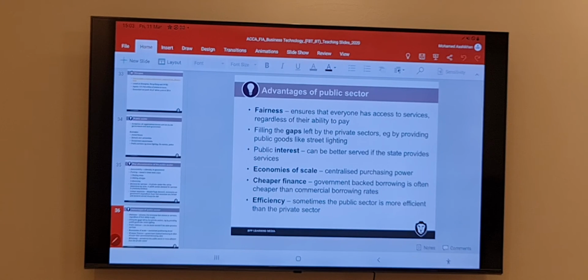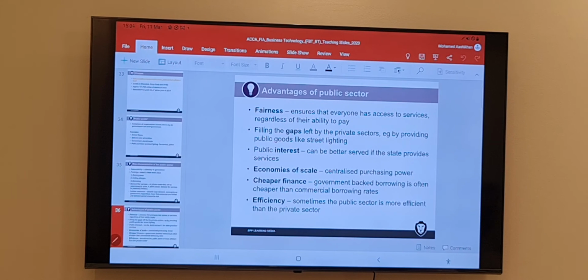What are the advantages of the public sector? This is in theory. Please remember, practically, I don't know whether it is always applicable. Fairness. Theoretically we anticipate that public sector service entities should be fair enough with everybody, but I don't know whether it is really fair or not. Ensure that everyone has access to services regardless of their ability to pay, their race, their color, their nationality. That's what you call fairness. Next is filling the gaps left by the private sector.